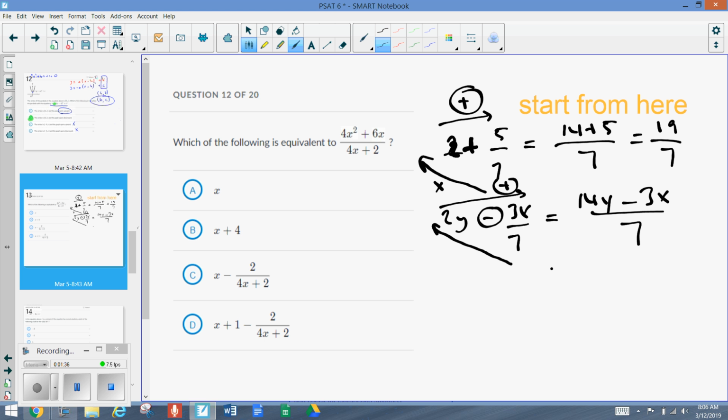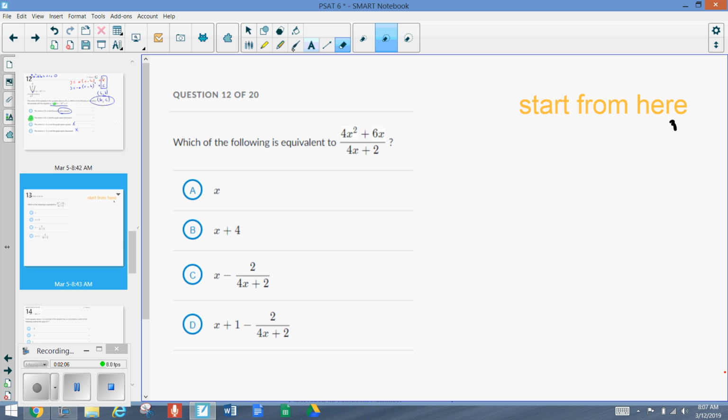Wait, isn't it 2y plus negative 3x? It would be plus if that sign were plus. Since this is negative, I'm going to subtract it. But now it's negative. 7 times 2y is 14y. Plus 3x, keep the denominator the same. Okay? Now let's apply whatever we learned here.